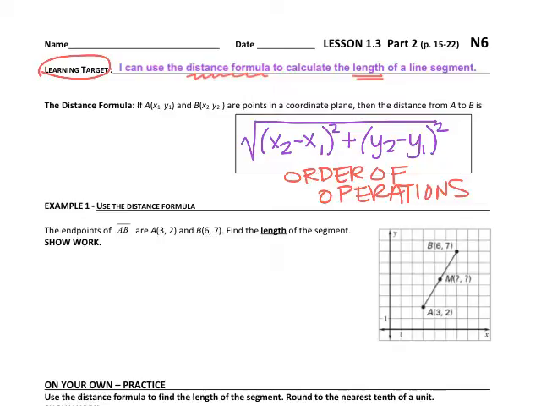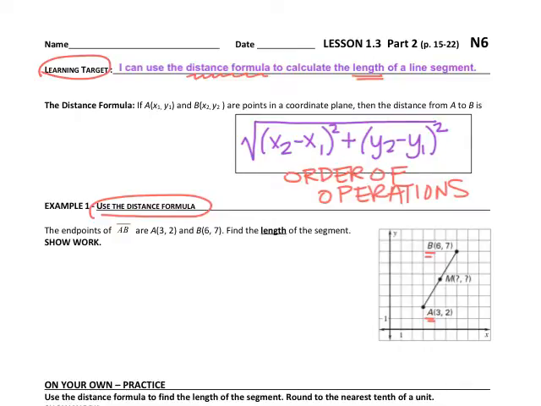I would like you to know that the distance formula actually originates from the Pythagorean theorem, and we're going to go into that in just a moment. You don't have to know too much about the Pythagorean theorem, but I want to relate the distance formula to it. So let's look at example number 1. It says use the distance formula. If we have point B and point A graphed here on our coordinate plane, then we should be able to find the length of the segment, or the distance between the two points.